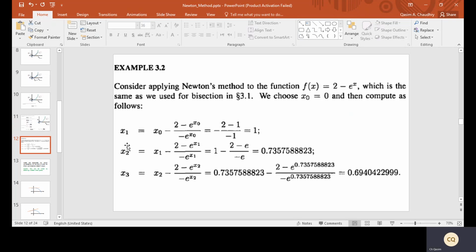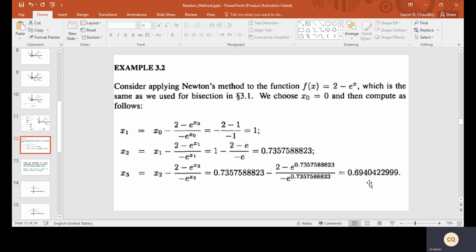So beta, what is your x1 here? x naught minus, this was the function, and this was the derivative. तो इसका बेटा डेरिवेटिव क्या निकलेगा, f prime of x बन जाएगा minus e raised to the power minus x. तो x की जगह पे आपने x naught पुट कर दिया, so this gives you 1. And now to find out the next value x2, so on the similar pattern, so you get 0.735758, and now x3, so this was 0.6940.